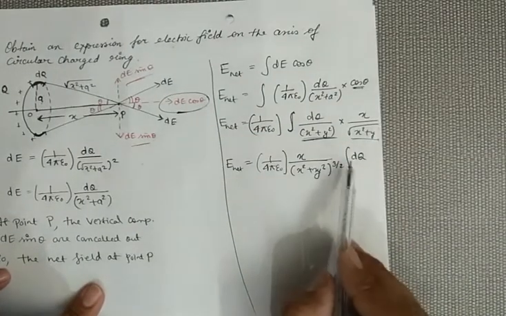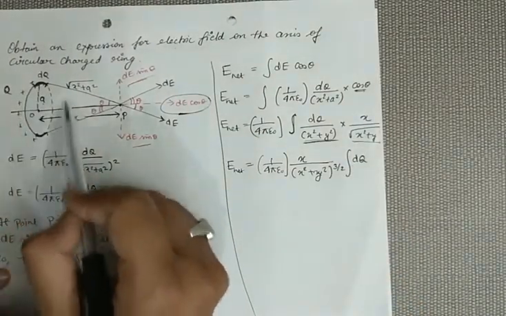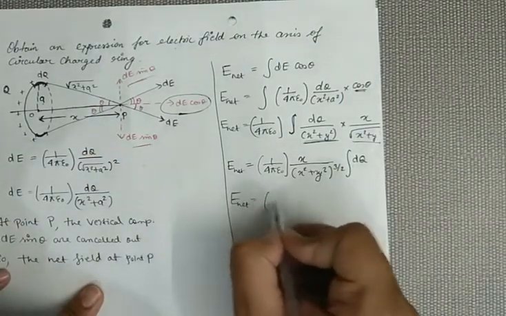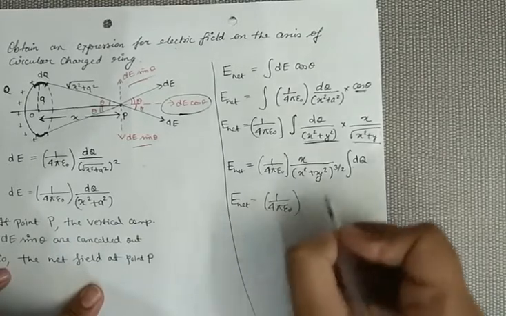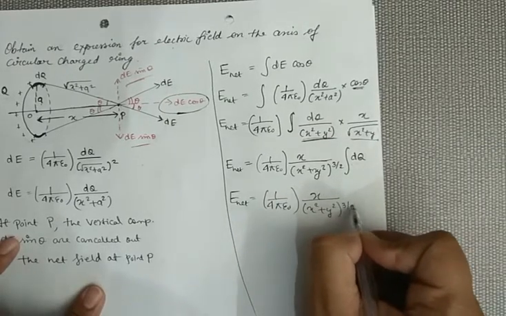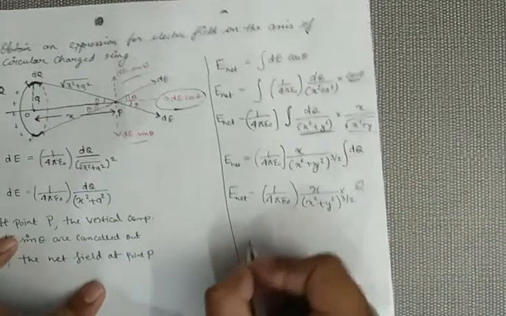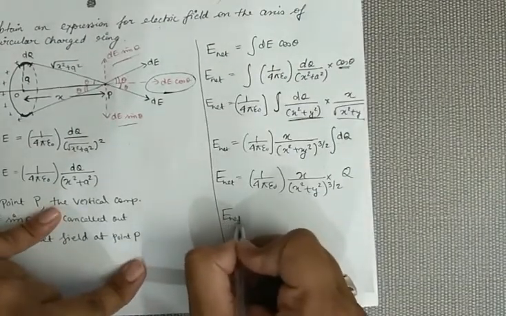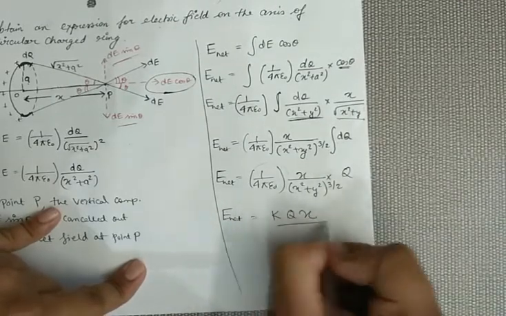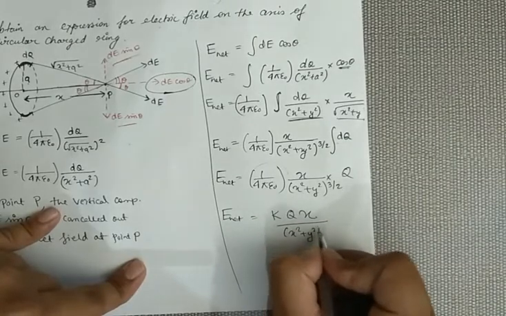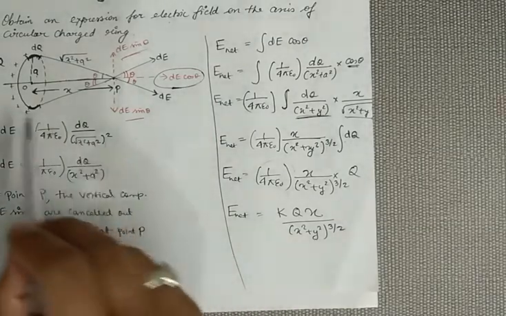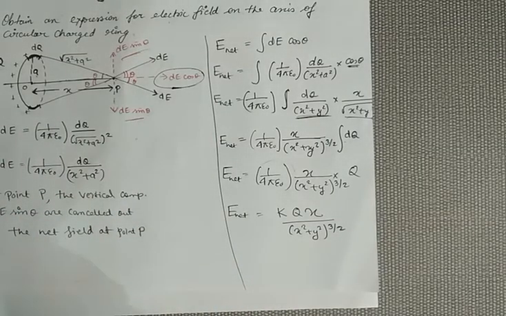So dq is a small charge. If I integrate over the complete charge, the total charge is equal to q. So on integrating, you will get 1 upon 4 pi epsilon naught times x upon x square plus a square whole power 3 by 2, and the total charge is q. We know this constant can be written as k. So it is k times qx upon x square plus a square whole power 3 by 2. This is the expression for the electric field on the axis of the circular charged ring.